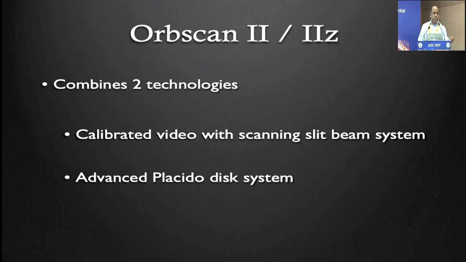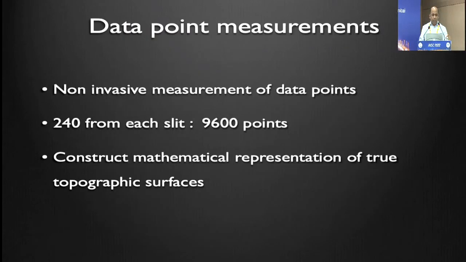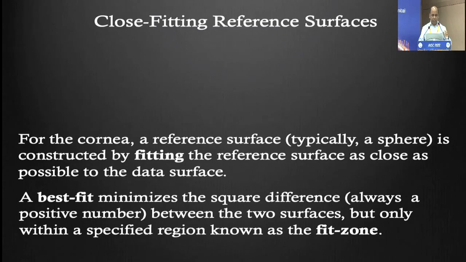Talking about OpScan, it combines two technologies. It has a calibrated video with a scanning slit beam system along with an advanced Placido disk system. So image acquisition is like this in OpScan. It measures around 9,600 data points, and it is also a non-invasive measurement. Based on these data points, it constructs a mathematical representation of the true topographical surface. So from derived, we have shifted to true surface.